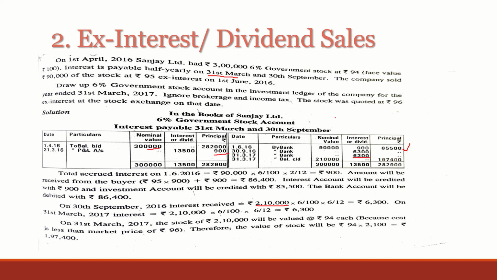We'll get the balancing figure as 1,97,400. And it is mentioned in the question that the stock was quoted at 96 x interest at the stock exchange on that date. So this is the closing. We have to find the closing value of this particular number of debentures. So what is the cost price? Cost price is 94 and here the market price is 96. So cost price or market price, whichever is less. Cost price is less, so we will value it at rupees 94 itself. So no more adjustments or calculations are required in this particular case.